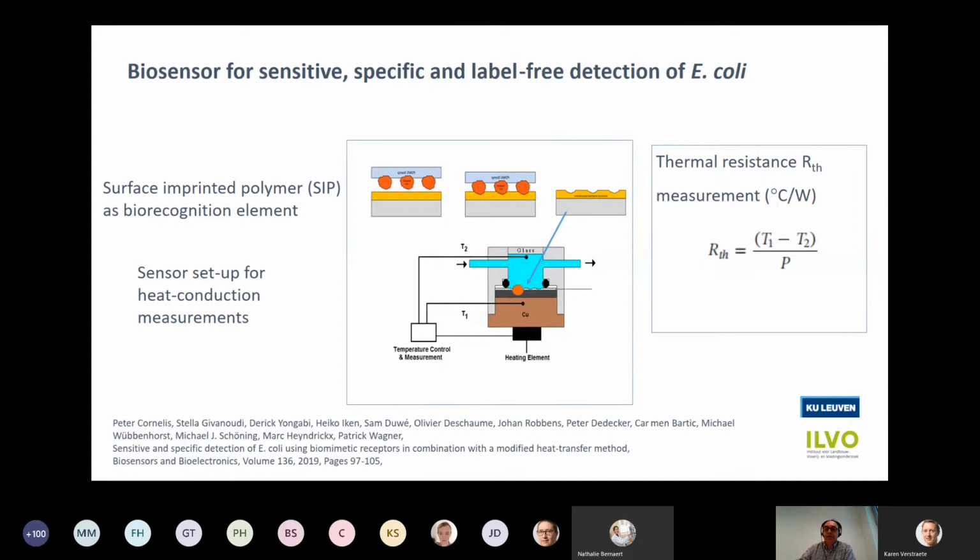So the only thing that we have to measure is the T1 temperature, which has to be fixed, and also the power needed to fix this temperature at a certain value, and also the T2 temperature is measured, and this temperature T2 drops when E. coli is present in your sample. And this way, the biosensor measures the increase in thermal resistance.